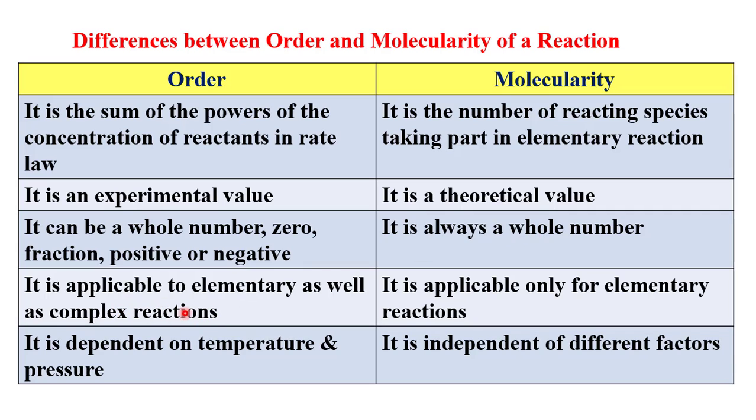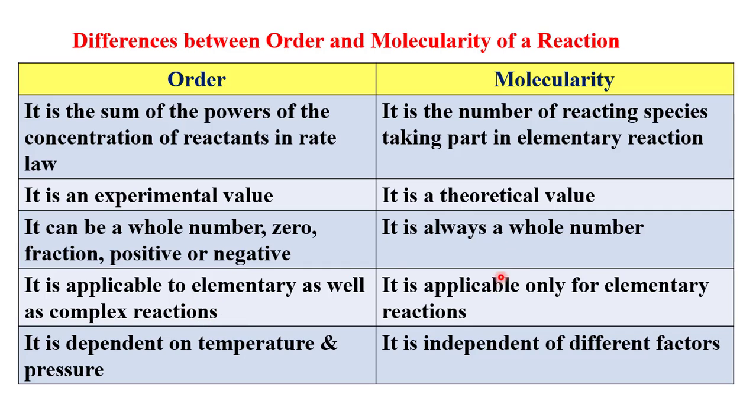Order is applicable for elementary as well as complex reactions, right? So when you have complex reactions, you will select the slowest step. The slowest step is called the rate determining step, and from that rate determining step you will write the rate law and come to the order of the reaction. Meaning whether it is an elementary step or a complex reaction, we can find out the order.